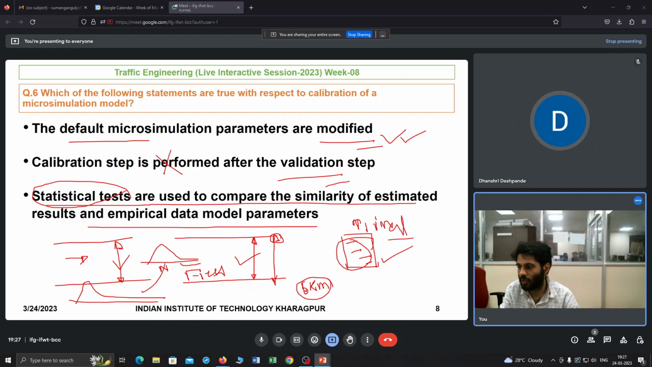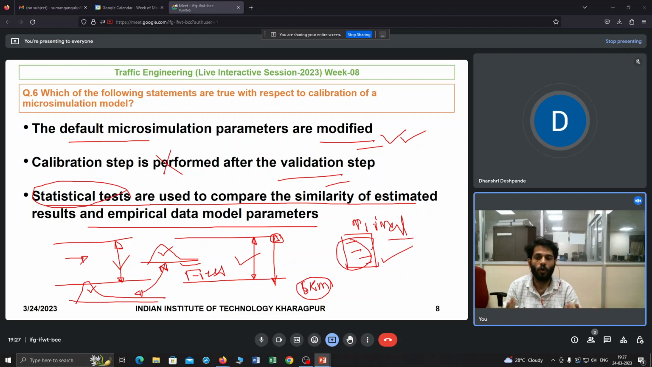So if I use any statistical test like chi-square test or K-S two sample test, I can actually say whether these two samples are statistically the same or they are different. Because if they are different, then that means my model is not able to replicate my field conditions, right? Because the distributions are different.